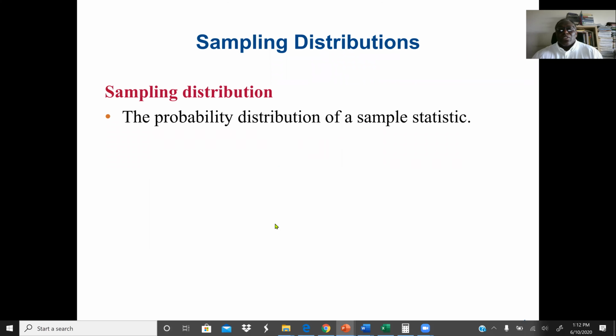So first we start with the sample distribution. Here we say the sample distribution is the probability distribution of a sample statistic. Here when we mention statistics, we are not referring to the subject name, but rather the characteristics of a sample. So there are two terms we should know here. The characteristics of a population is called a parameter. The characteristics of a sample is called a statistic.